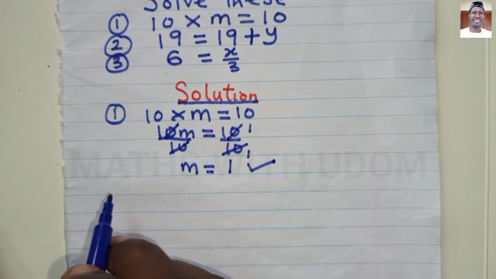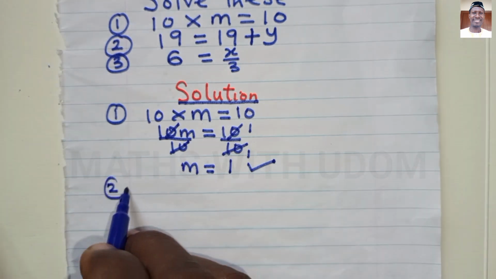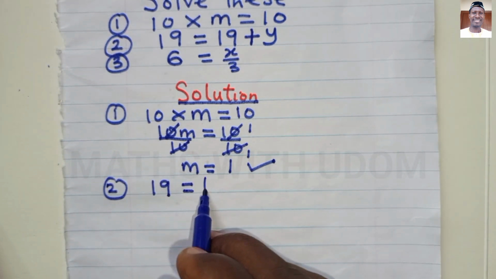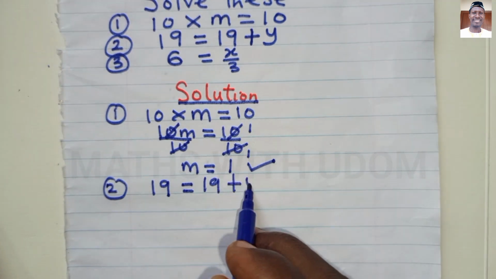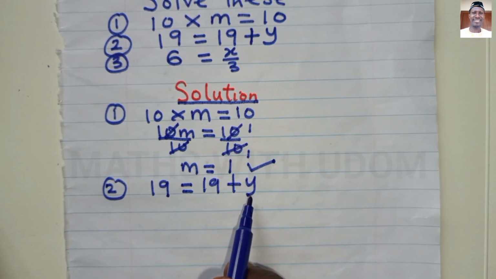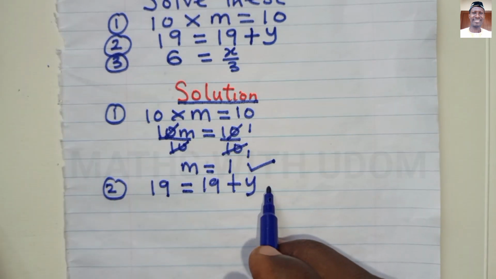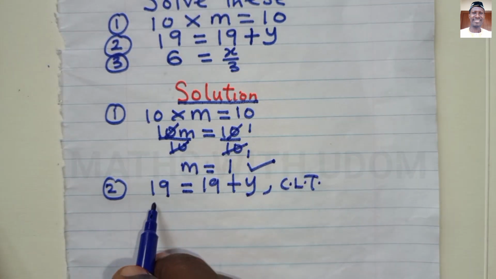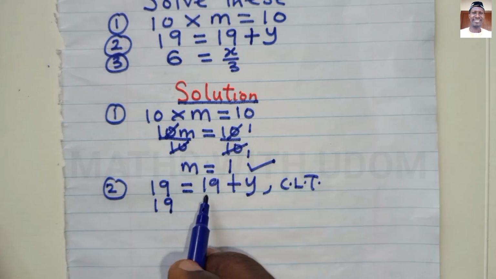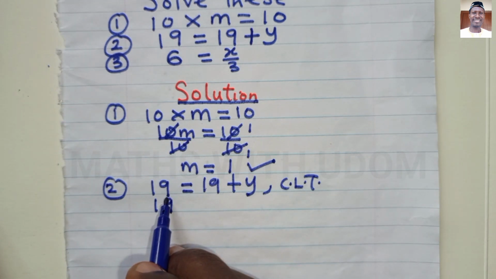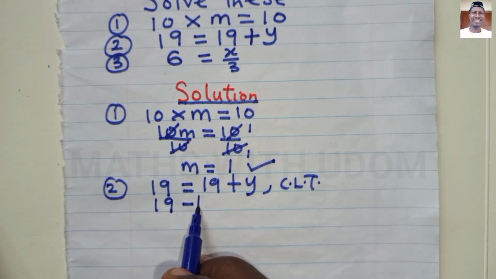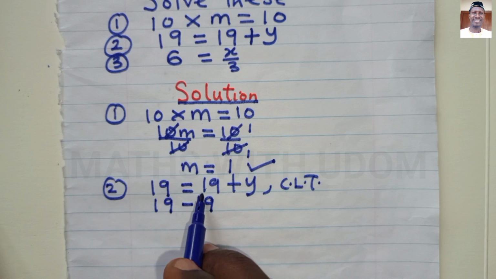For question 2, we have 19 equals 19 plus y. So we are looking for the value of y. So all we need to do is to collect like terms. So we have 19 was here before. So this 19 will cross over to the left hand side and the sign will change from positive to negative. We have minus 19, because there's an invisible plus in front of this 19.